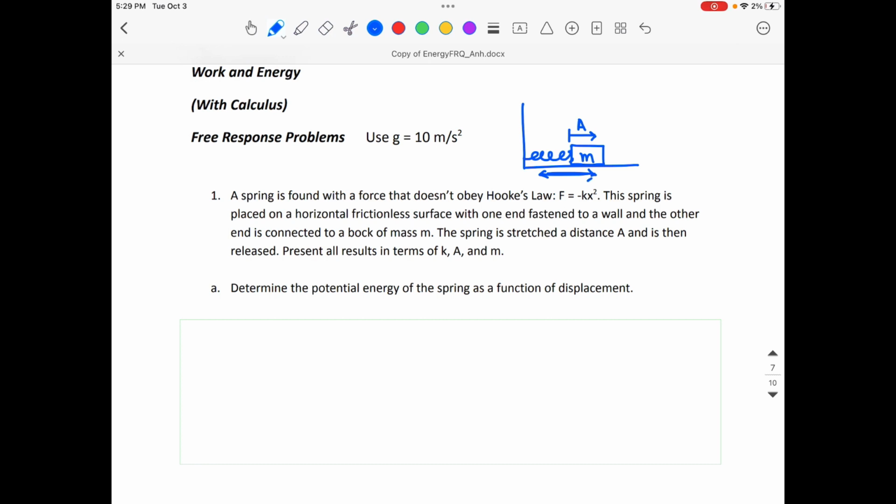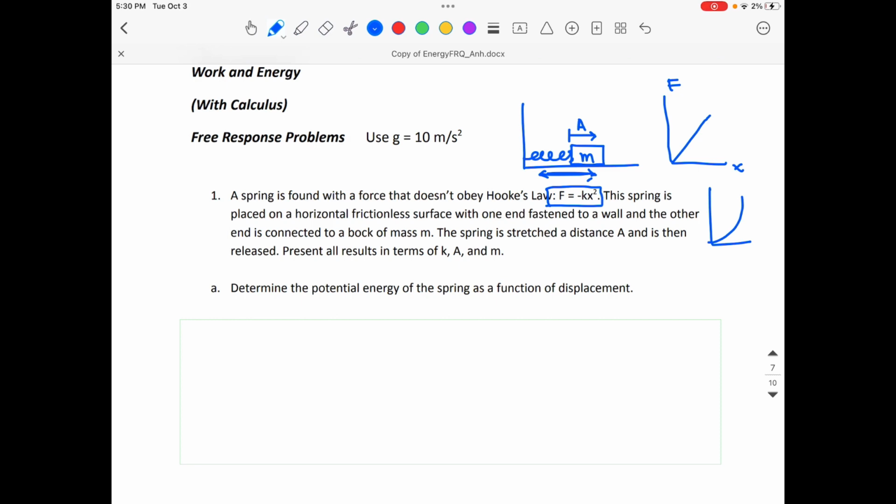Now, they tell us the spring force, which notice it is not Hooke's law. If it was Hooke's law, it would be linear. This is what the force times distance graph would look like if it was Hooke's law, but instead it looks like this. And taking the area under the curve of this exponential function is going to require some calculus.